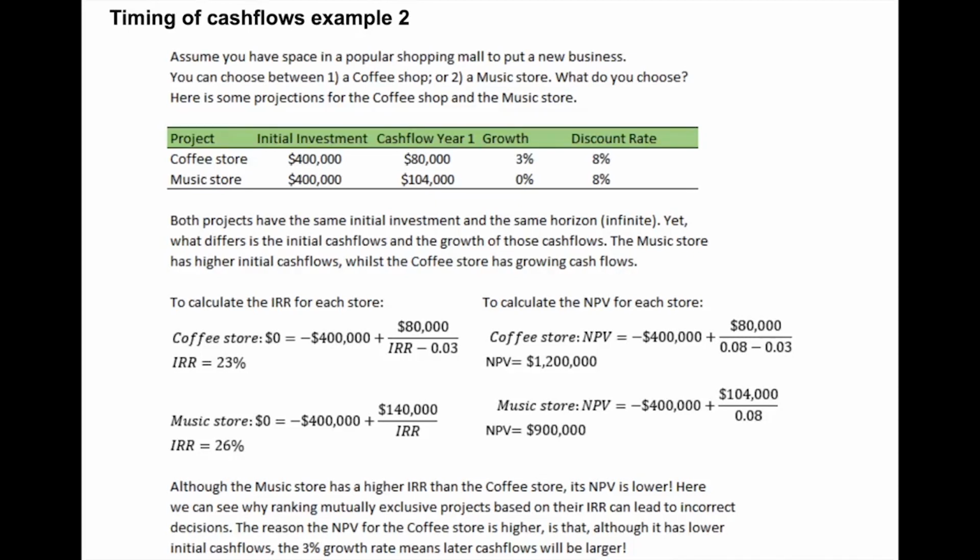So the reason here, of course we should choose the coffee store because we're going to base our decision off the NPV rule, but really the timing of cash flows is different because for the coffee store, we actually have growing cash flows. So those cash flows for the coffee store are actually going to become greater than those cash flows in the music store.